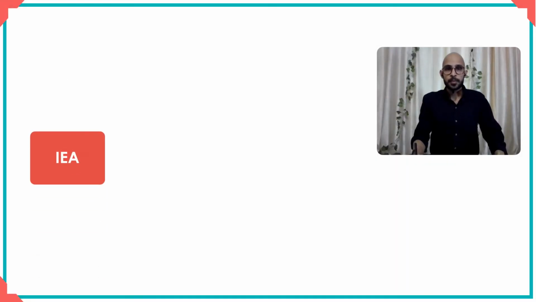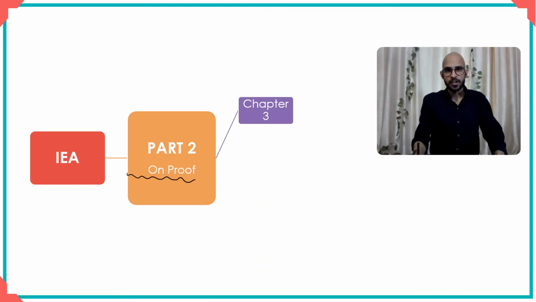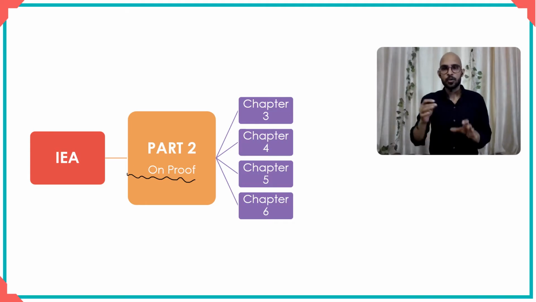Now we look at part 2. Part 2, which is titled On Proof, right? And it contains 4 chapters from chapter 3 until chapter 6. In this video, we will have a closer look at these chapters so that you have an idea of what to expect when you go ahead and read them in detail tomorrow.